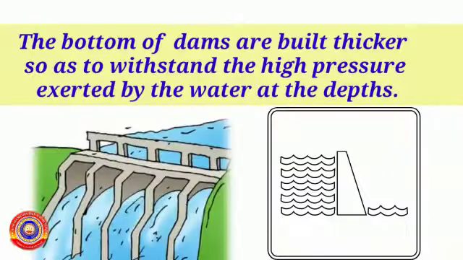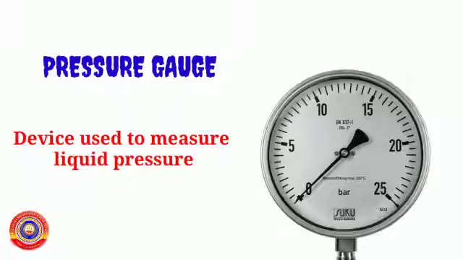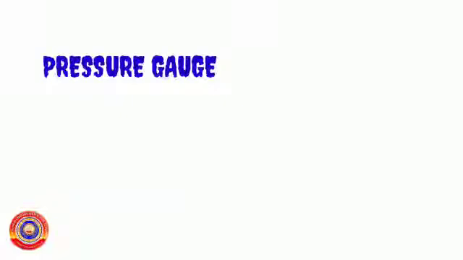The bottom of dams are built thicker so as to withstand the high pressure exerted by the water at the depths. Otherwise, high pressure may cause breakage to the dams. Pressure gauge is a device used to measure liquid pressure. Let's try to make a pressure gauge.